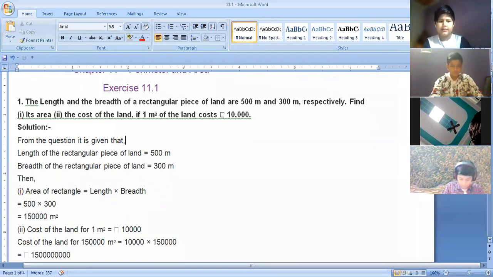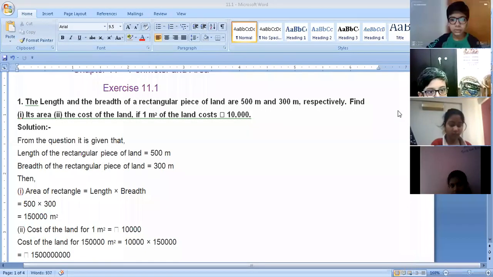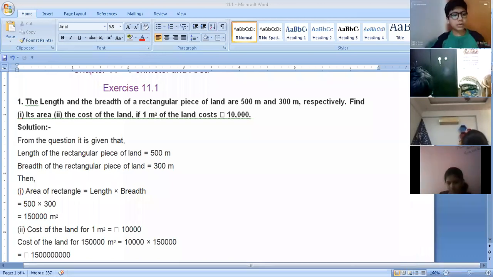15 crore. Rupees 15 crore. Children, have you understood? Yes, ma'am.